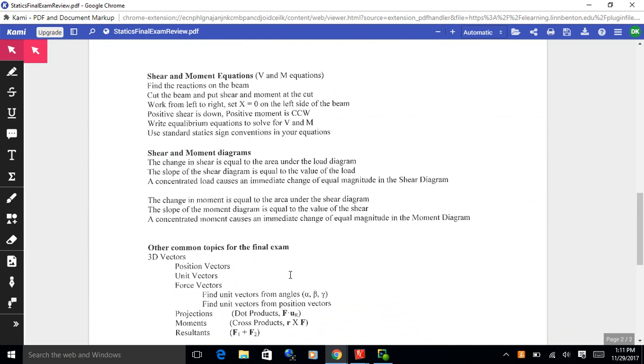Okay, shear moment equations. We'll see how much time we have to spend on those. That may or may not be on there. I'll clarify that at the end of the week.